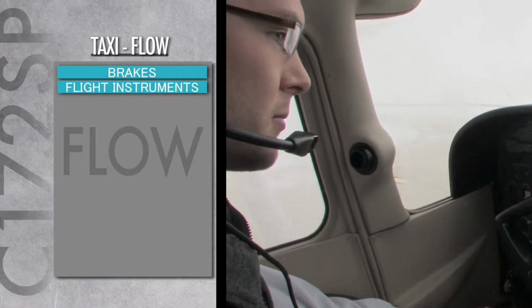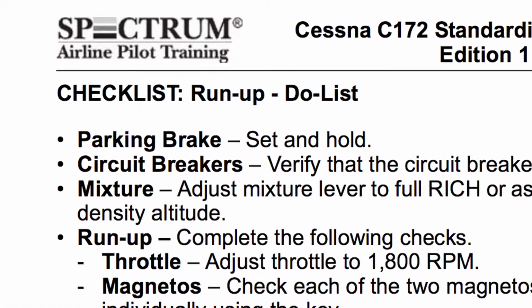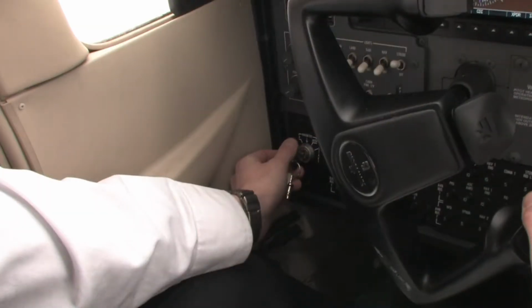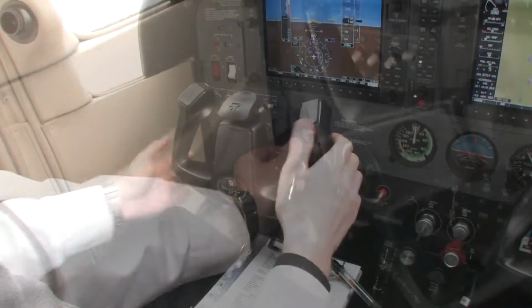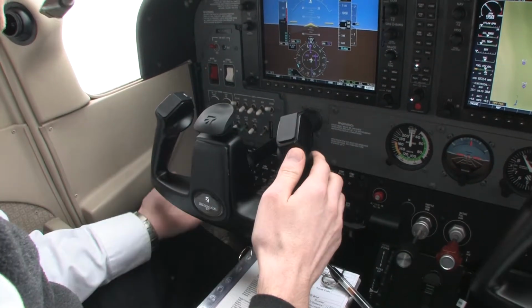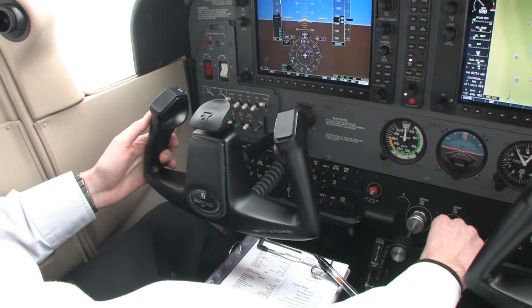The run-up is a do list and should be completed in order, step by step, to ensure all items are completed correctly. Parking brake is set. Circuit breakers are all in. Mixture is rich. Throttle up.